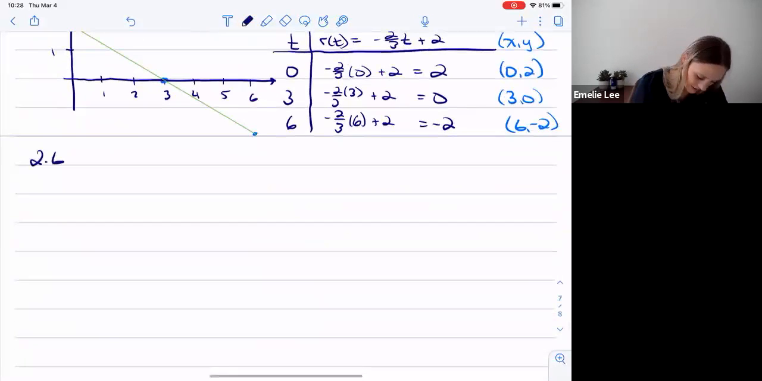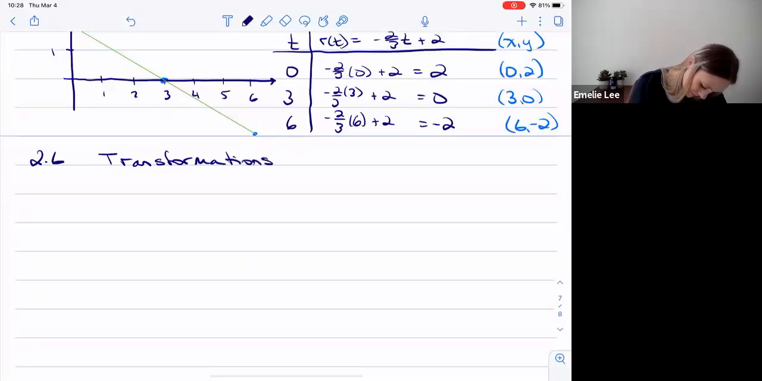So 2.6 can be a little bit tricky. I'm not going to emphasize it too much, but there are some key things that we need to know. So 2.6 is on transformations of functions.